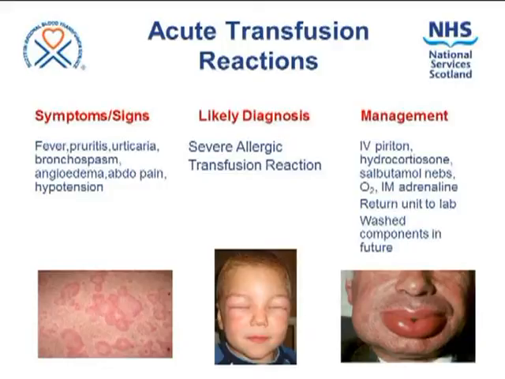They can also get abdominal pain and drop their blood pressure. Management of this would include giving the patient Piriton, hydrocortisone, salbutamol nebulizers if they have bronchospasm, oxygen, and in severe cases they may also need some intramuscular adrenaline. The unit should be returned to the lab for analysis, and it's likely that the patient will require washed blood products in future, which can be supplied by SNBTS.